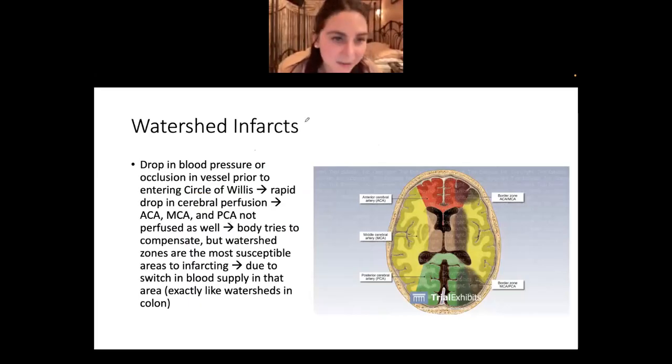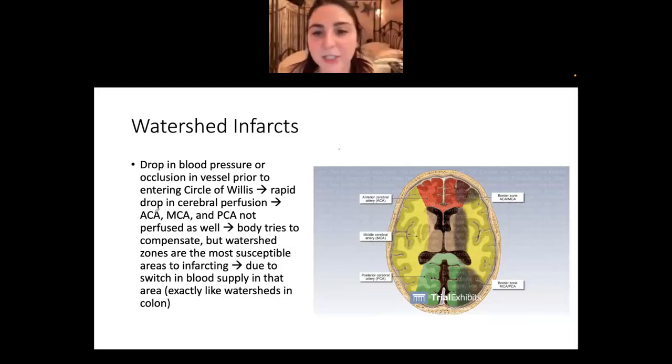So a watershed infarct is an infarct of the watershed zone. And it's the exact same reason why in GI you get a watershed infarct. You suddenly lose blood pressure and it drops really rapidly, to the point where the first areas affected are the first areas where you have a switch in blood supply. So if we read this very long thing that I somehow wrote: drop in blood pressure or occlusion, yes, you can have ischemia.